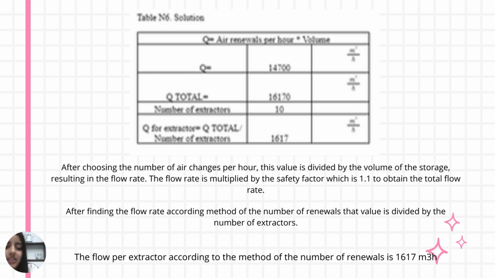After finding the flow rate according to the method of the number of renewals, that value is divided by the number of extractors. And finally, the flow per extractor according to the method of the number of renewals is 1617 cubic meters per hour.